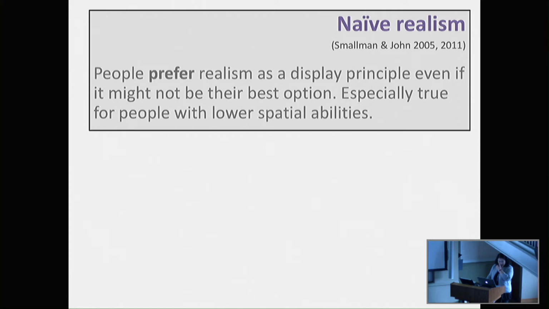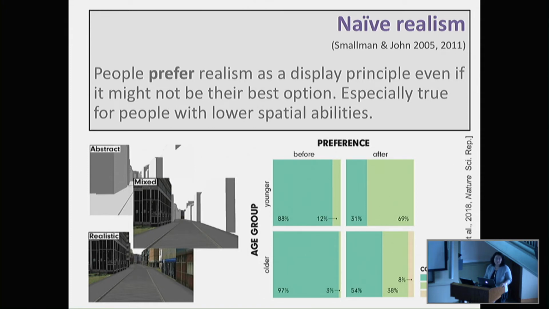For realism, as I have shown briefly earlier, there's this concept called naive realism, so people like to show as much data as possible, with as high fidelity as possible, and people do prefer that. People like realism, and in this aging study that we talked about before, before they started the experiment, we asked them which one of the three they thought they would prefer if they were trying to learn their route. And 88% of the younger people thought that the realistic one is best, and 97% of the older people thought that this was good.